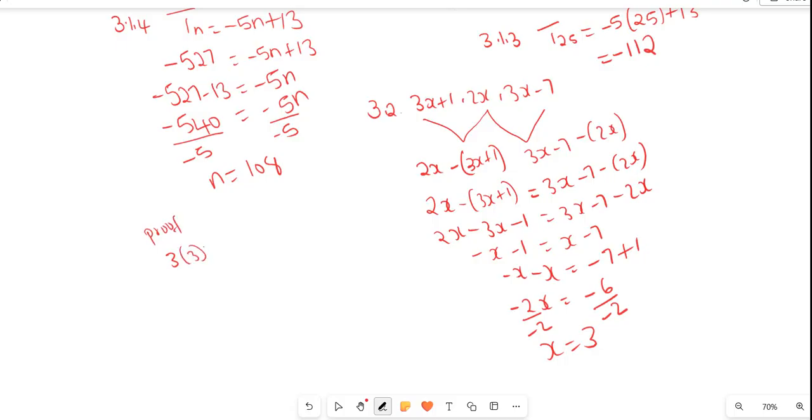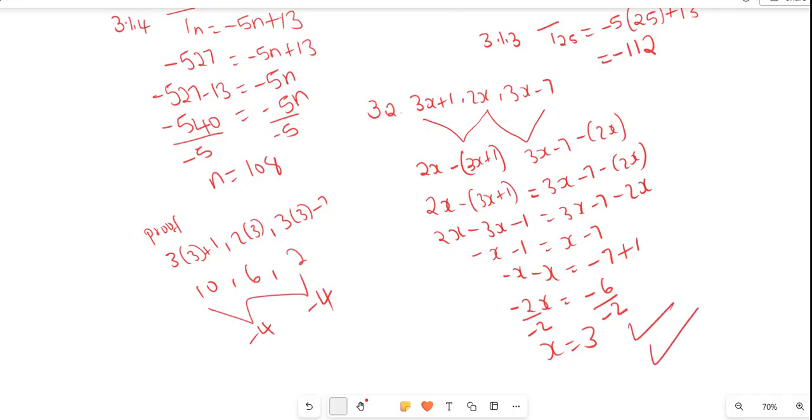Where there is x, I'll put 3, plus 1. Where there is x, I'll put 3. Where there is x, I'll put 3 minus 7. 3 times 3 is 9, plus 1 is going to give me 10 here. It's going to give me 6. 3 times 3 is 9, minus 7 is 2. Let's check if we're going to have the same common difference. 6 minus 10 is negative 4, and 2 minus 6 is negative 4, meaning that my 3 is correct. Guys, that's it.